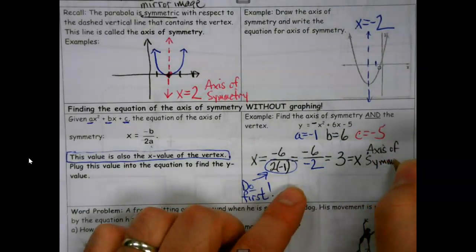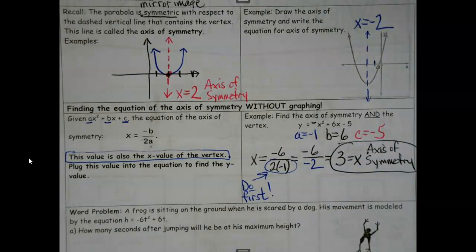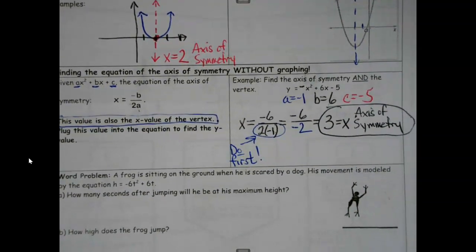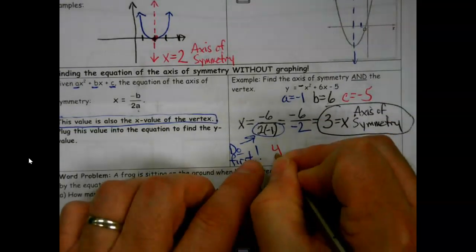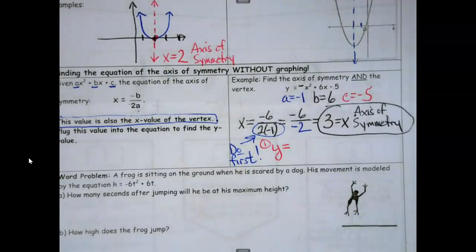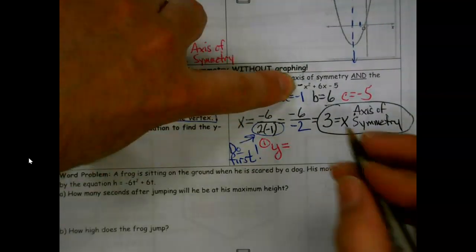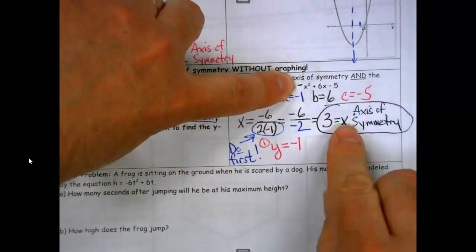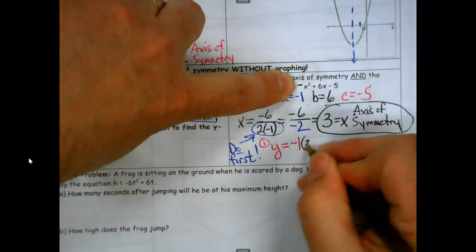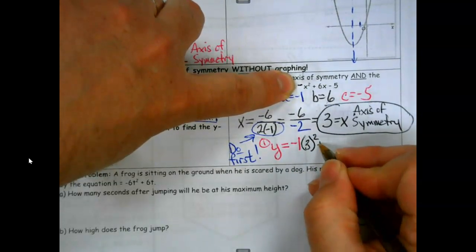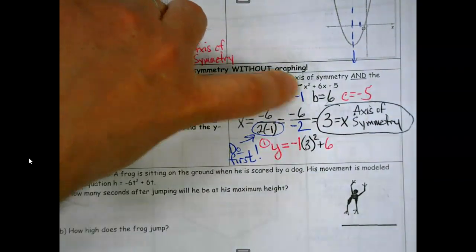So once I figure out what x is, that's the axis of symmetry. So I just found out the axis of symmetry and the x value of my vertex. But you're like, but wait a minute, I don't know what y is yet for the vertex. So I have two options, and I will write them both here so you have both options. One option is to take y equals, and I'm going to start copying this, and every time I get to x, I'm going to replace it with a 3.